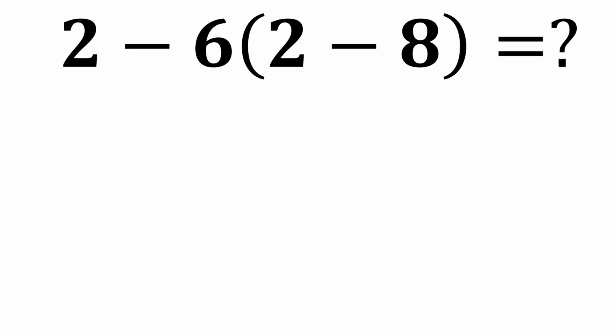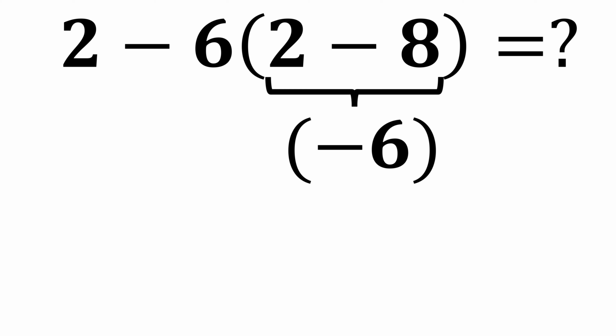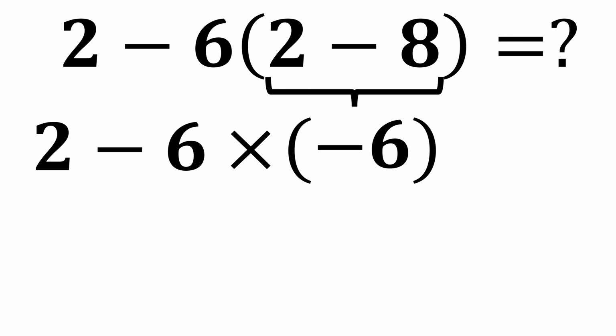According to the order of operations, we must first solve what is inside the parentheses. 2 minus 8 is negative 6, so the expression becomes 2 minus 6 times negative 6. Next, we follow the order of operations, which prioritizes multiplication.